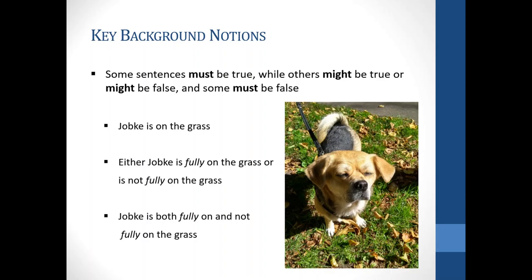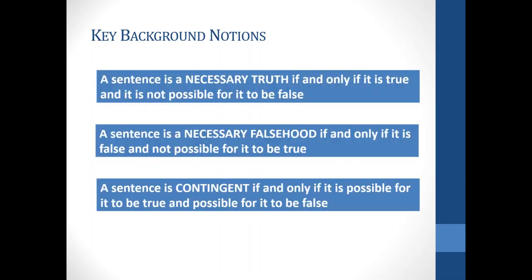So let's give some definitions for these. We'll say a sentence is a necessary truth if and only if it's true and it's not possible for it to be false. Contrast, a sentence is a necessary falsehood if and only if, hey, shockingly, it's false and it can't possibly be true. And finally, we'll say a sentence is contingent if and only if it's possible for the sentence to be true and it's possible for it to be false.